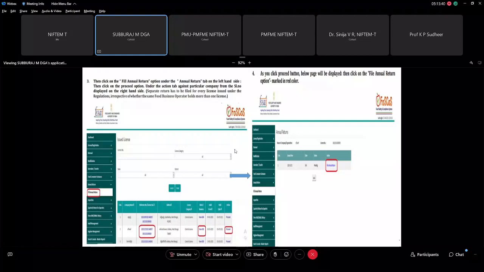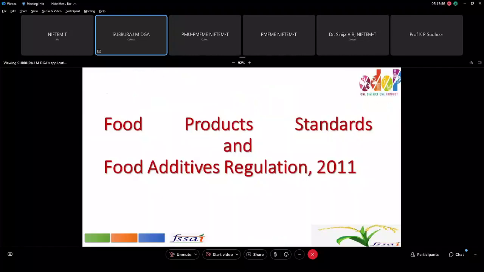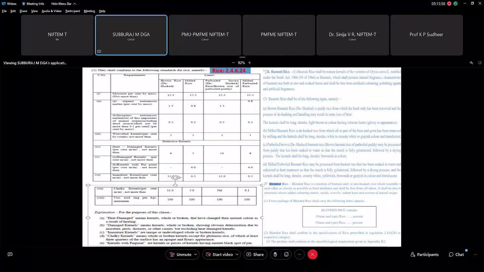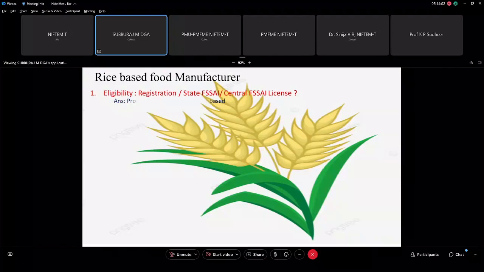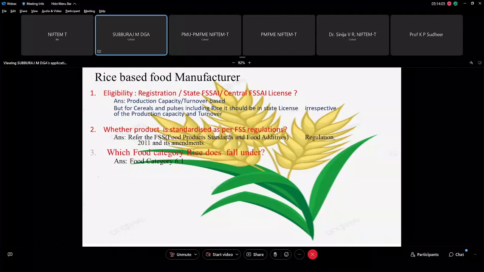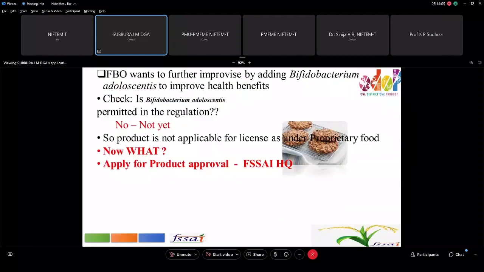Filing the annual return is also very important. You have to file before May 31st every year, especially for manufacturers and importers. Fortification is also important. These are the important things I am going to tell you. Because we have limited time, I will conclude this session.